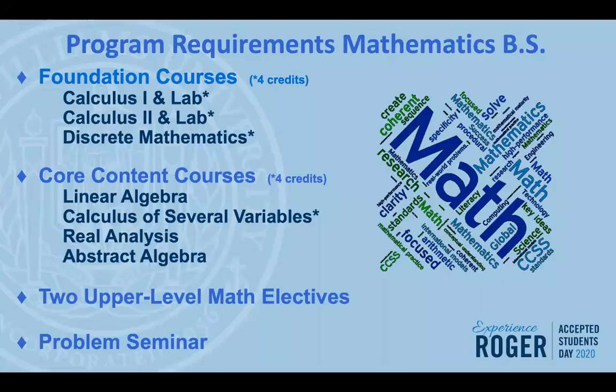The mathematics major is a simple 10-course major. That major too has the foundation courses, the three courses that I mentioned before: Calc 1, Calc 2, and Discrete Math. In addition, we have what we call the core content courses, which again has linear algebra and calculus of several variables. In addition, we have a requirement of real analysis and abstract algebra. These are very theoretical courses, and you are also given the option to do two upper-level math electives. And we have another course called Problem Seminar, which is a capstone course, again theoretical in nature. So the advantage of this major is it's only 10 classes. It does not have a research component, and it doesn't have a science requirement.